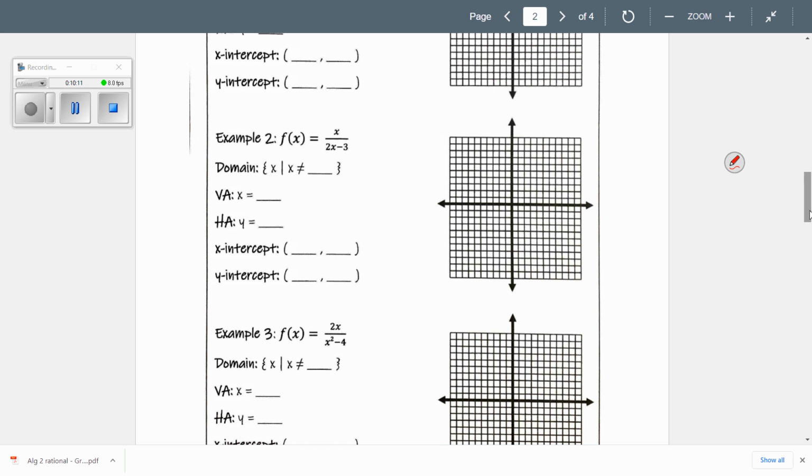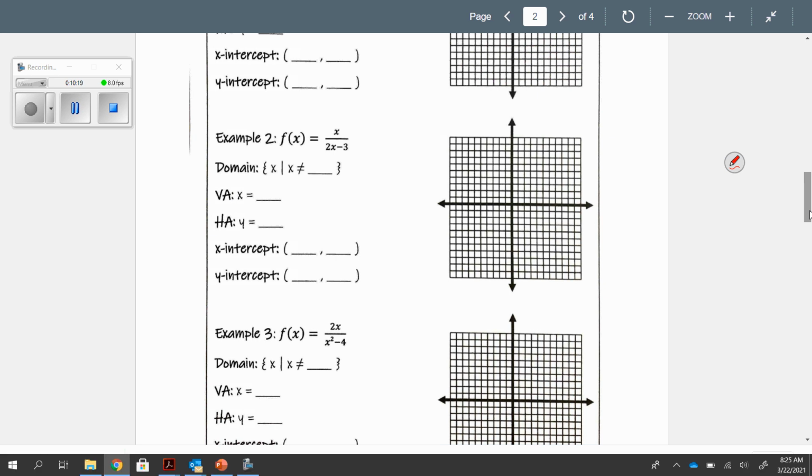Let's start with the x and y intercepts again. To do the x-intercept, set the numerator equal to 0. So the numerator is the top one, x equals 0. Well, that's easy. We don't have to solve anything. Then the x-intercept is (0, 0). It's telling us x equals 0.